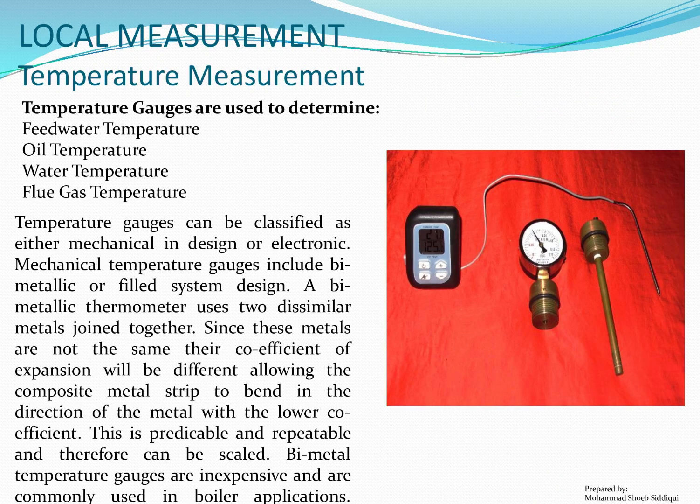Temperature measurement. Temperature gauges are used to determine feed water temperature, oil temperature, water temperature and flue gas temperature. Temperature gauges can be classified as either mechanical in design or electronic. Mechanical temperature gauges include bimetallic or filled system design. A bimetallic thermometer uses two dissimilar metals joined together. Since these metals are not the same, their coefficients of expansion will be different, allowing the composite metal strip to bend in the direction of the metal with the lower coefficient. This is predictable and repeatable and therefore can be scaled. Bimetal temperature gauges are inexpensive and are commonly used in boiler applications.